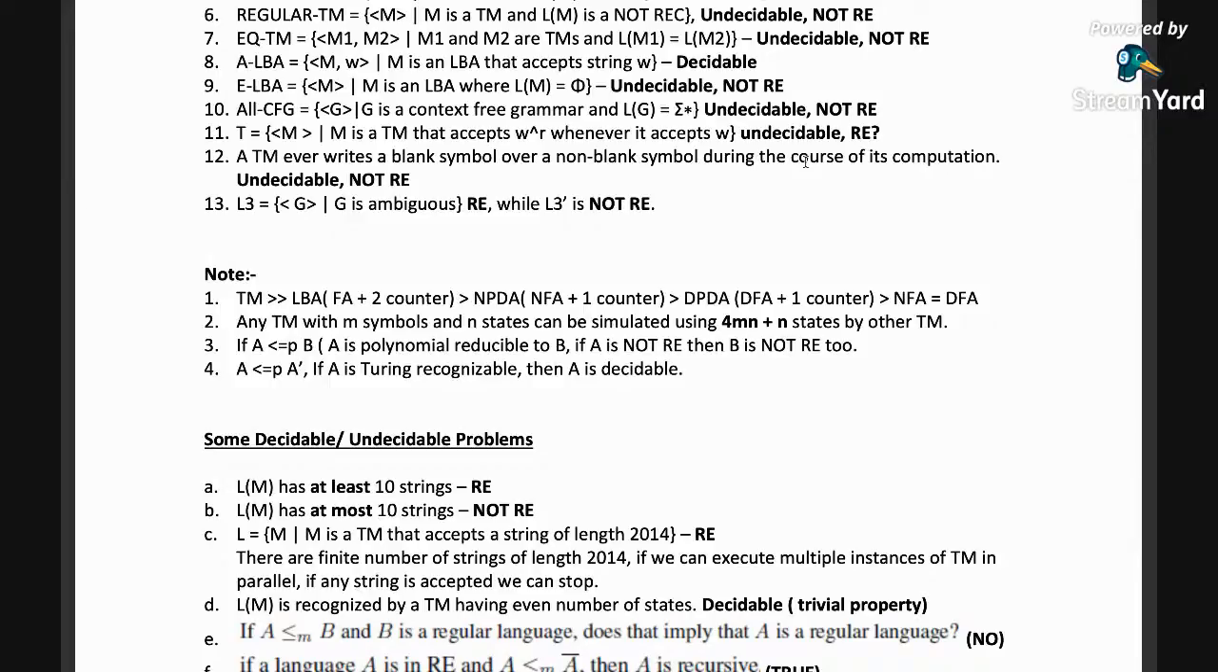A Turing machine ever writes a blank symbol over a non-blank symbol during the course of its computation: undecidable, not recursively enumerable. L3 is the set of G such that G is ambiguous; it is recursively enumerable, while the complement of L3 is not recursively enumerable.